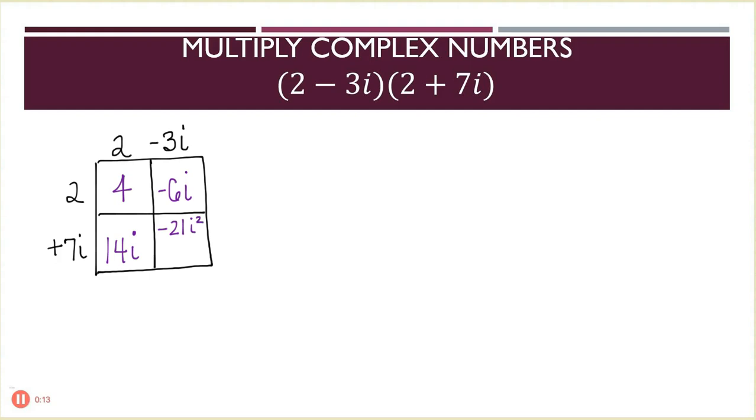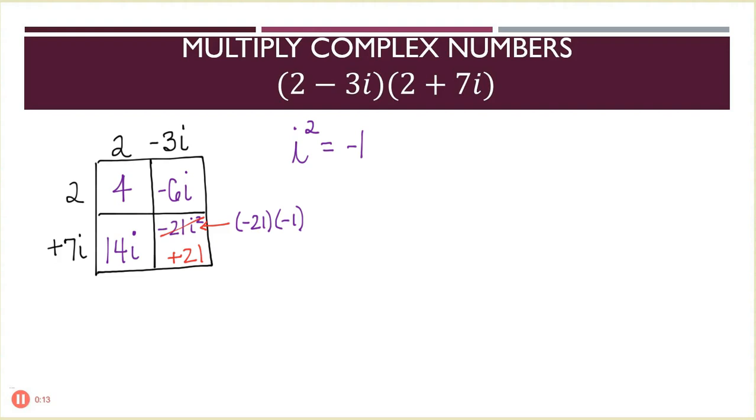Keeping in mind that i squared will always simplify to negative 1. That means that in this last square, we really have negative 21 times negative 1. So we have a positive 21 in this square after this is simplified.